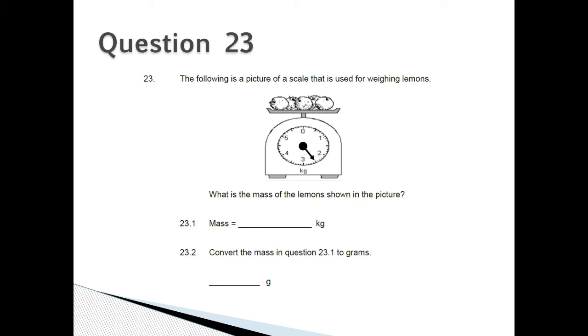The following is a picture of a scale that is used for weighing lemons. What is the mass of the lemons shown in the picture? 23.1, the mass in kgs is, and 23.2, convert the mass in question 23.1 to grams. For 23.1, the mass is 2.5 kgs and converted into grams is 2,500 grams.